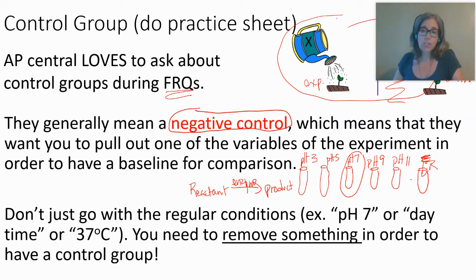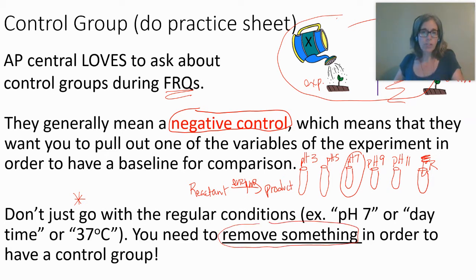If you did that, you still shouldn't expect product to be made. Okay, so here's the key. Don't just go with regular conditions. So don't say it's pH 7, that's my control. Don't go with daytime or 37 degrees Celsius, like 37 degrees Celsius is body temp. You actually need to remove something in almost all cases in order to have a control group.